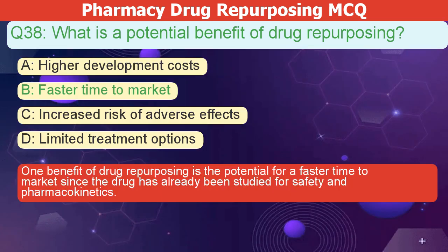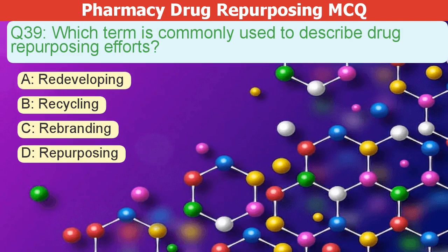One benefit of drug repurposing is the potential for faster time to market, since the drug has already been studied for safety and pharmacokinetics. Which term is commonly used to describe drug repurposing efforts? A. Redeveloping. B. Recycling. C. Rebranding. D. Repurposing.